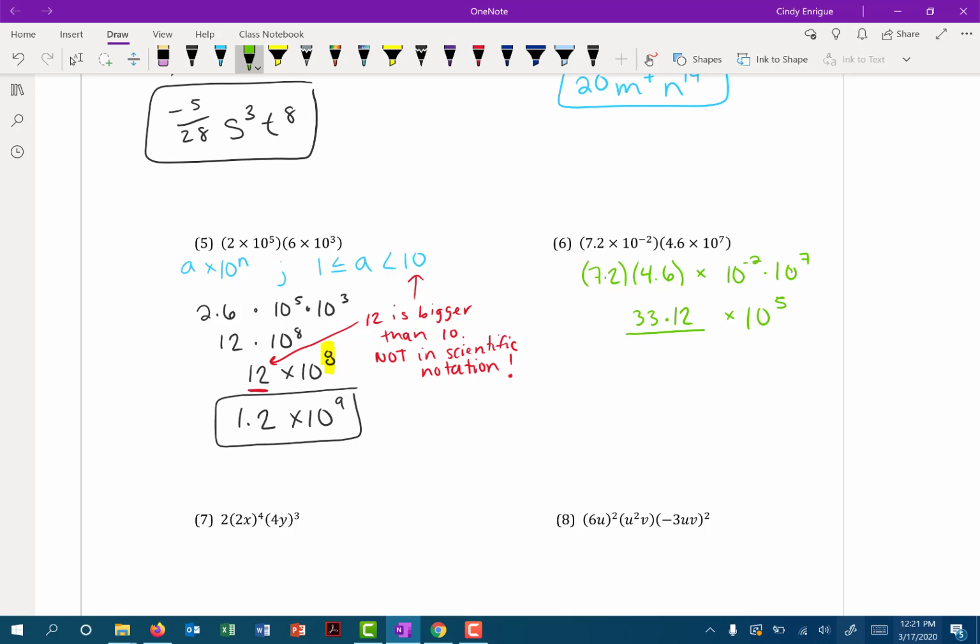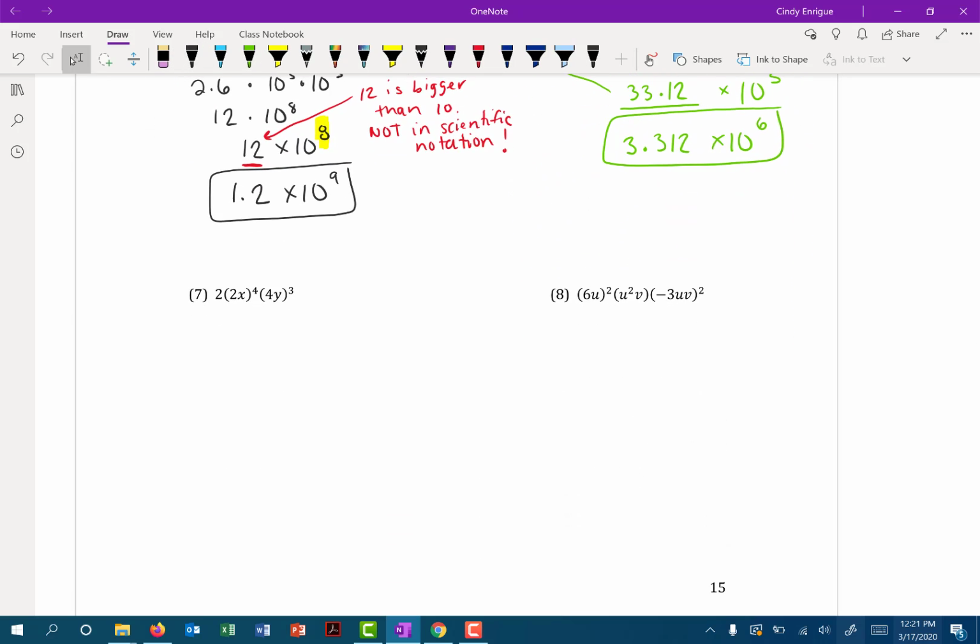This is not in my definition of scientific notation. So I really want to make sure that that number is between 1 and strictly less than 10. So it's going to be 3.312 times 10, and since I moved the digit 1 more, I add 1 to the exponent. So now it's going to give me 3.312 times 10 to the 6th power. And don't worry, you guys will have plenty of time to practice this on your homework.